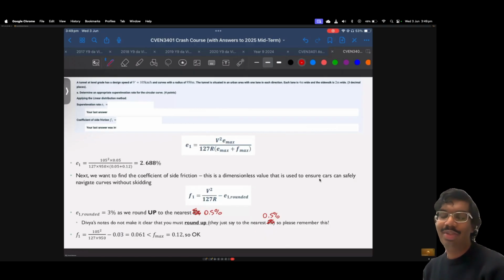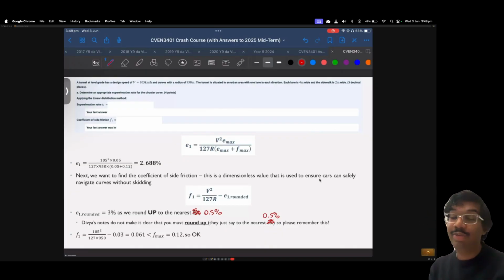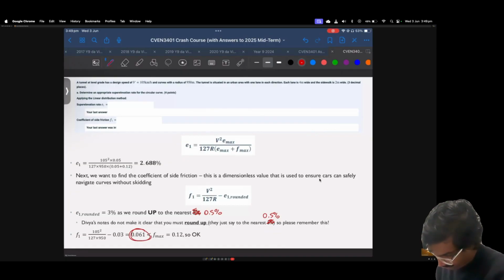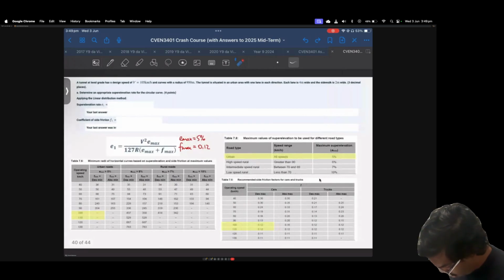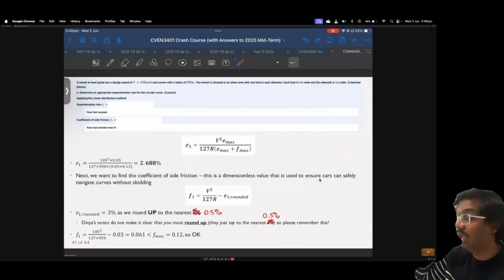Basically, she didn't make it clear, maybe she'll change it this year, you round up. So she just said round it to the nearest 0.5%. You need to actually round it up, so it becomes 3%, okay? And then you end up with 0.061. Now, fortunately for us, 0.061 is less than the maximum. We got an F max of 0.12, so we're fine, okay? Because remember from the tables earlier, we decided F max is 0.12, and our F is lower than that, so it's fine.